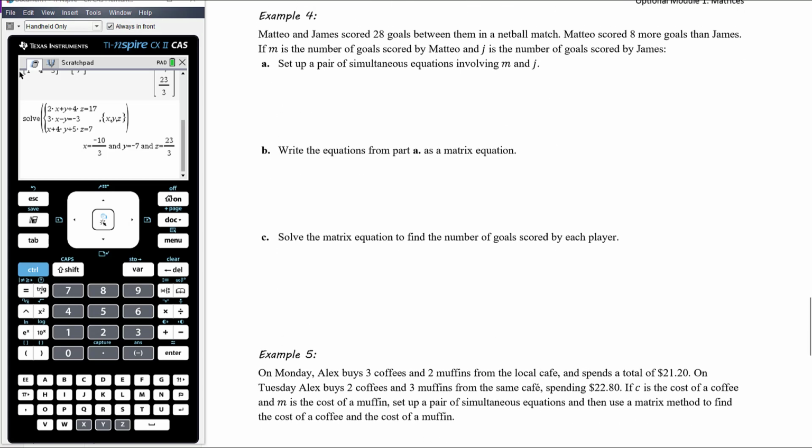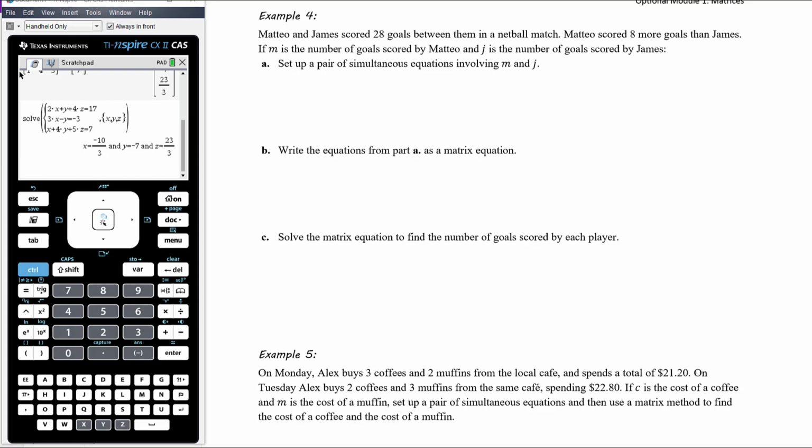Okay, example 4. So here we need to actually generate the equations ourselves from a worded problem. Matteo and James scored 28 goals between them in a netball match. Matteo scored 8 more goals than James. If M is the number of goals scored by Matteo, and J is the number of goals scored by James, set up a pair of simultaneous equations involving M and J.